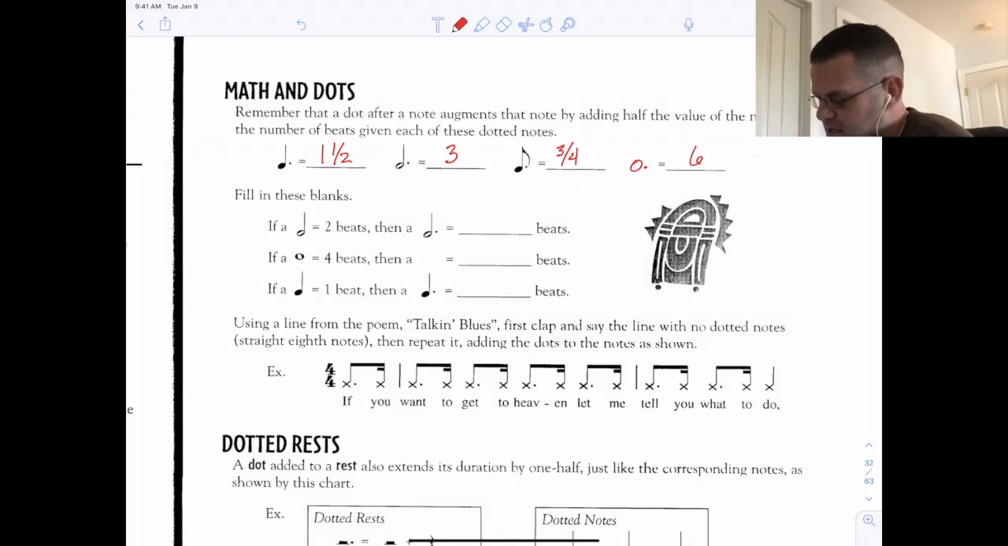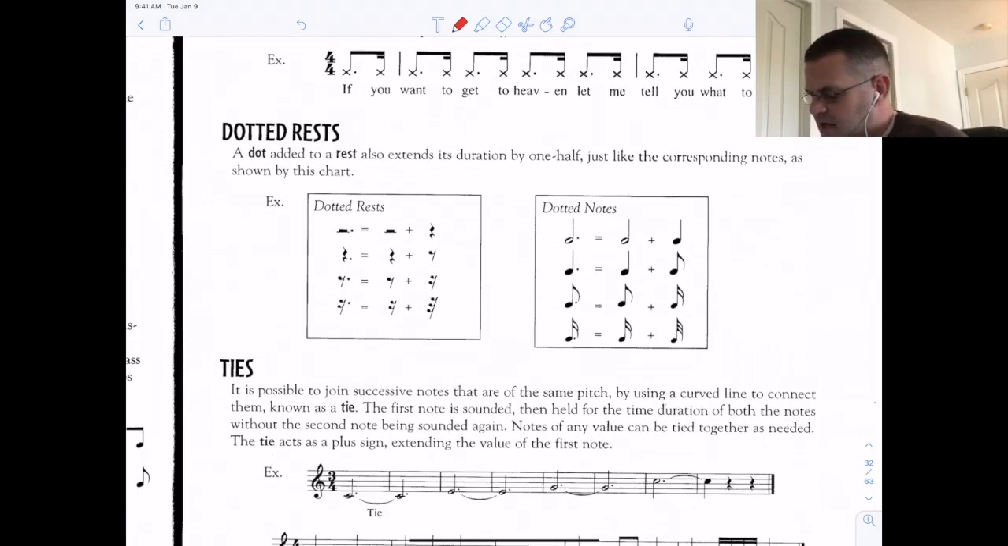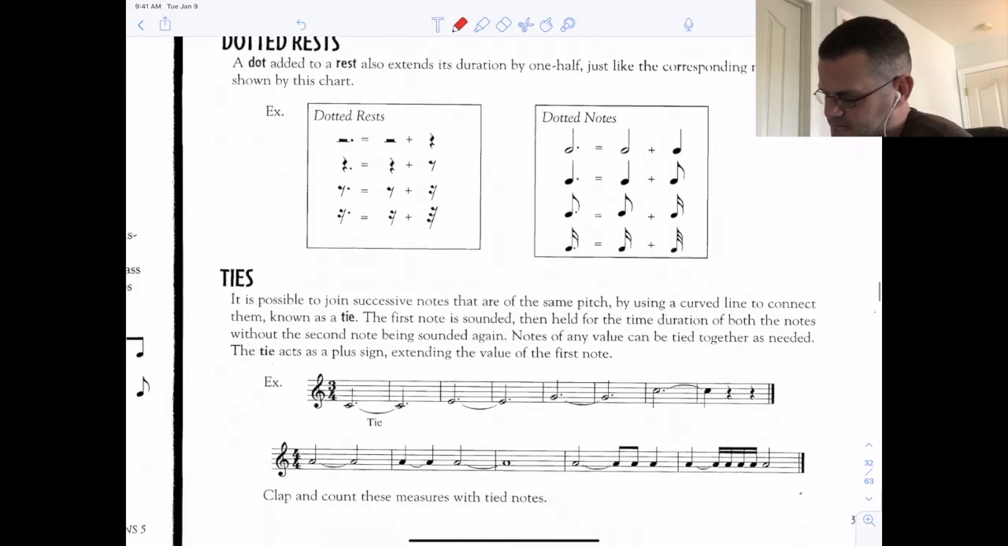Fill in these blanks. If a half note equals 2 beats, then a dotted half note equals 3 beats. If a whole note equals 4 beats, then a dotted whole note equals 6 beats. If a quarter note equals 1 beat, then a dotted quarter note equals 1.5 beats. The dots also apply to the rests. A dot added to a rest also extends its duration by 1/2, just like the corresponding notes as shown in these charts.